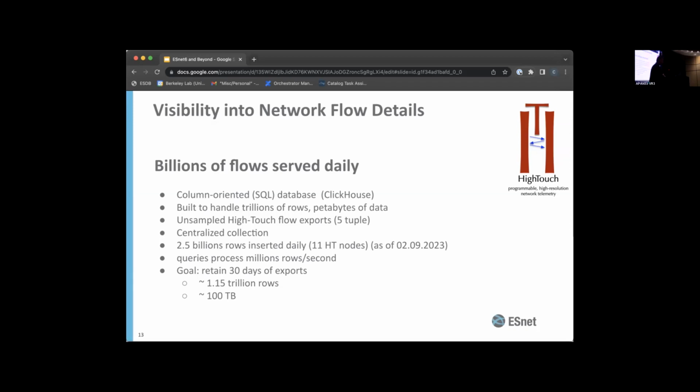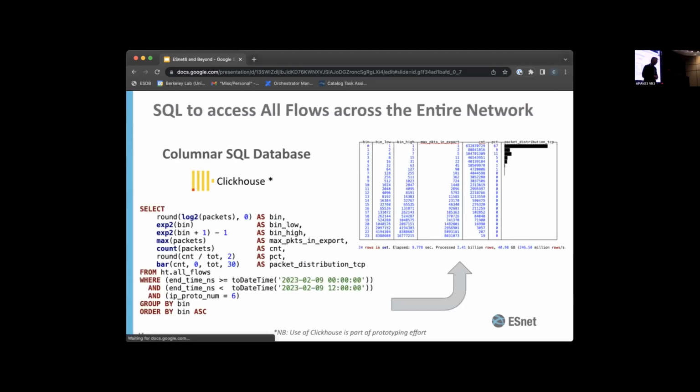We're using ClickHouse as the database. We currently have about 2.5 billion flows. This is out of 11 high-touch nodes. So this is a partial deployment, right? We're looking at closer to like 90 high-touch nodes. And so our goal is to basically retain about 30 days of flow data in fine detail, right? And that comes up, on a back-of-an-envelope calculation, to about 1.15 trillion rows at about 100 terabytes.